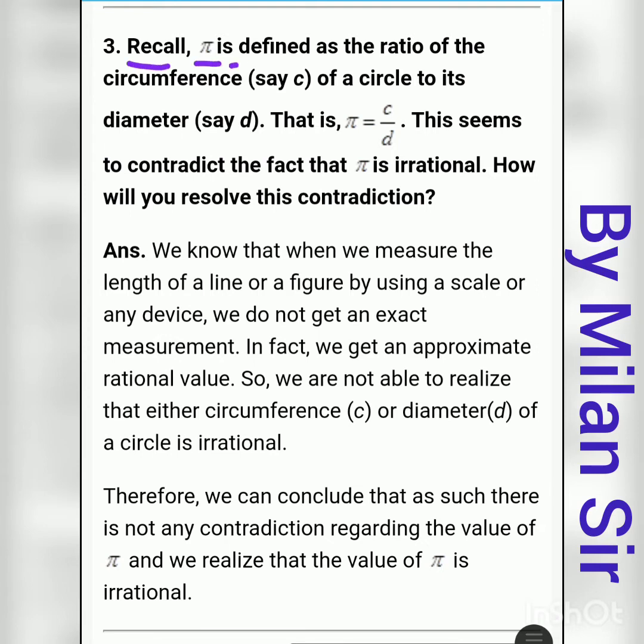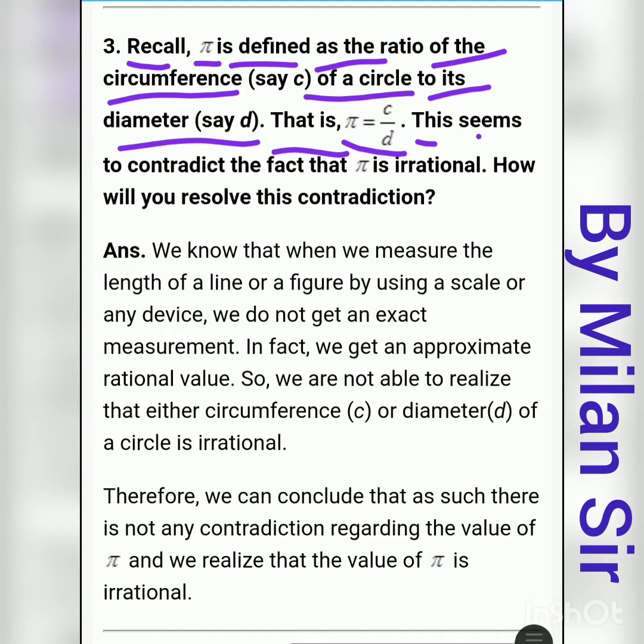Recall, pi is defined as the ratio of the circumference of a circle to its diameter. That is, pi is equal to circumference divided by diameter. This seems to contradict the fact that pi is irrational. How will you resolve this contradiction?